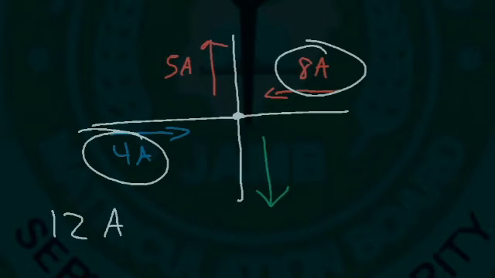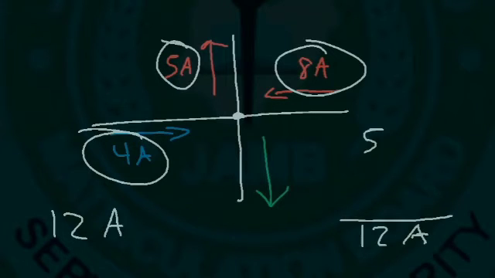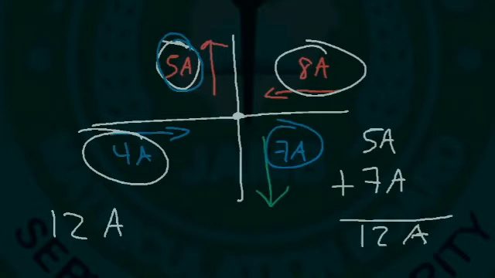Now how much current is leaving the point? Well, the total must be 12 amps as well. If 12 amps moves towards the point, 12 amps must move away from the point. So the 5 amp current is moving away. So 5 plus what number is 12? The answer is 7. 5 plus 7 is 12. So we have 12 amps moving away from the point and 12 amps moving towards the point.